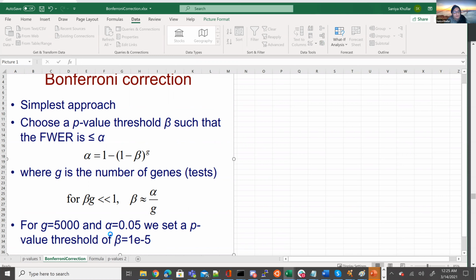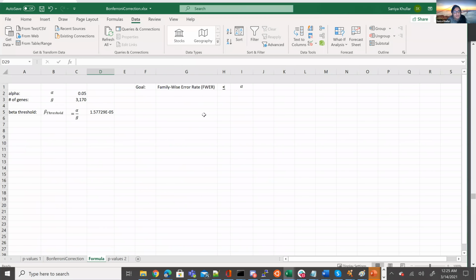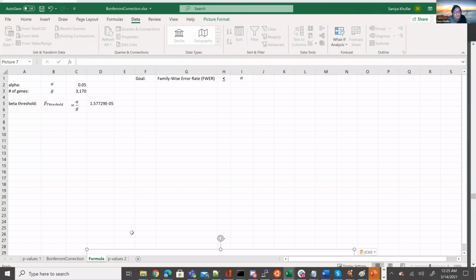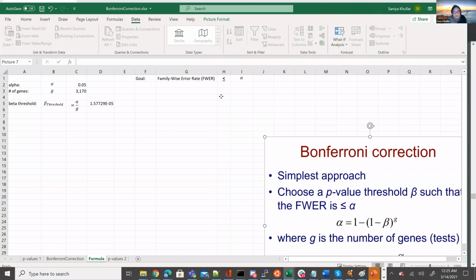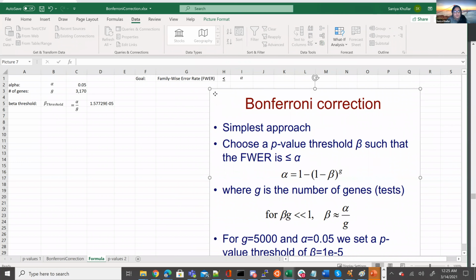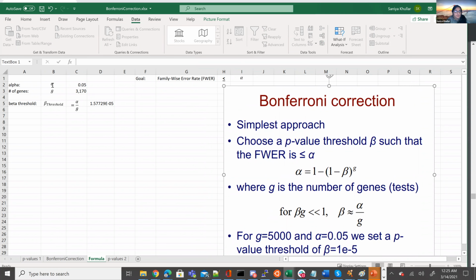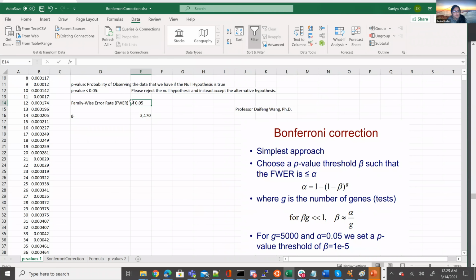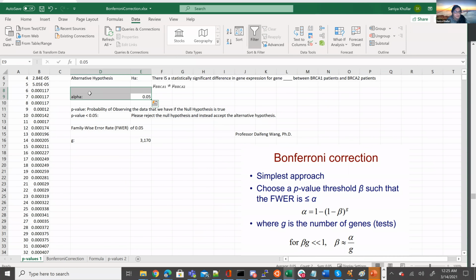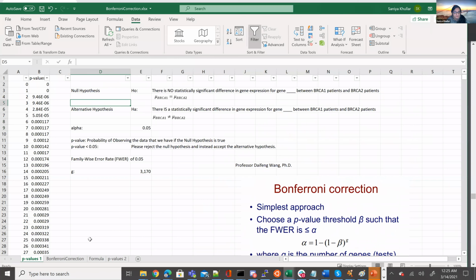So for this formula, our goal is to select a family-wise error rate that is less than or equal to our alpha. We're going to set our alpha to 0.05. That's the typical value that we use. Typically, we reject the null hypothesis if the p-value is less than 0.05, where our alpha is 0.05. We're going to use the same thing here.